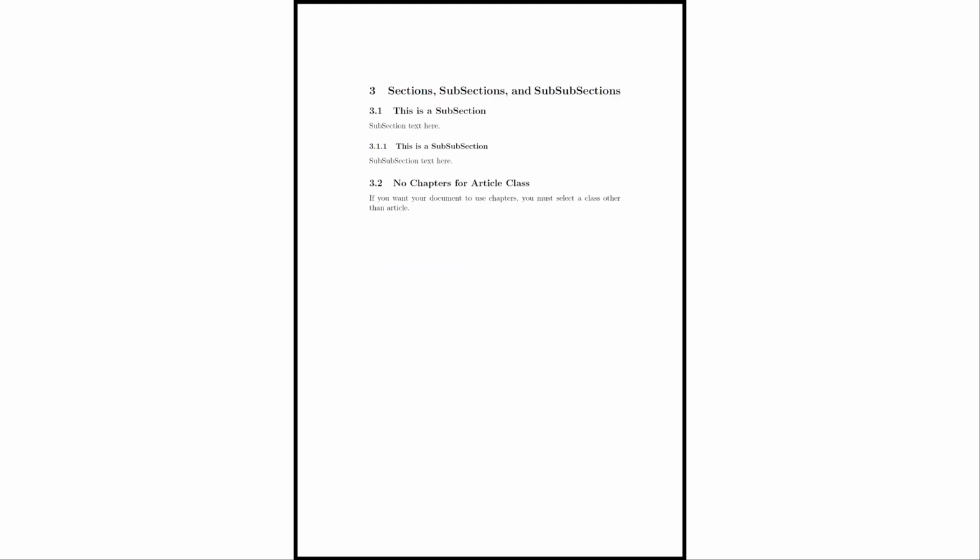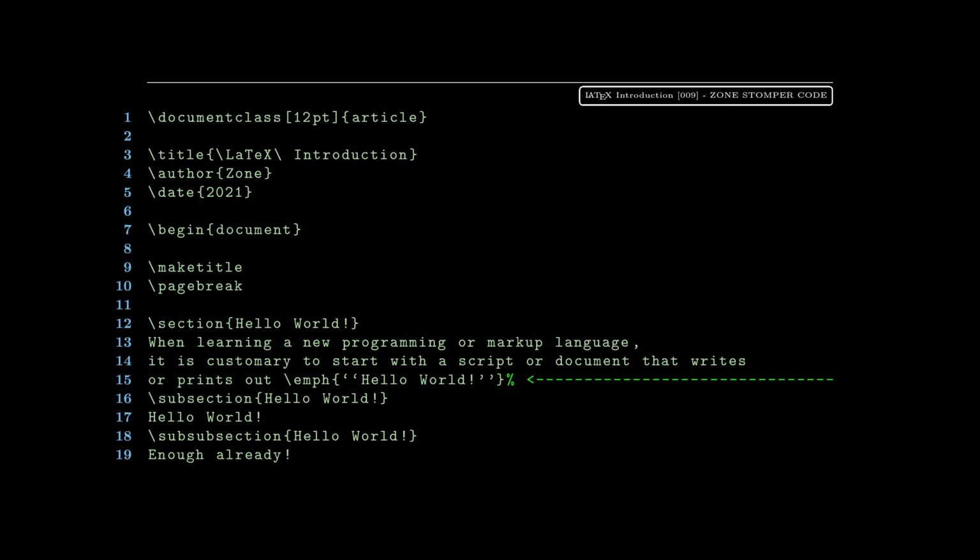And see here, we've got 1, Hello World, that's a section. Below there, 1.1, Hello World, that's a subsection. 1.1.1, that's a subsubsection, Hello World. Then we're doing the same thing for this third section, and we've got subsections and subsubsections. And if you're using the article class, you can't have chapters. So if you want to use chapters, you have to use a different class. You can't use the article class.